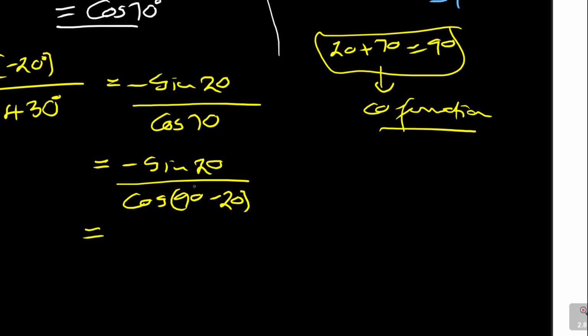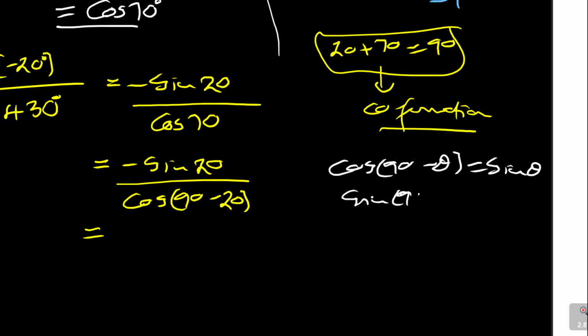But don't forget, this is a cofunction. Remember, on the cofunction, cos of 90 minus theta is sine theta. Cos becomes sine, and the opposite is true. Sine of 90 minus theta becomes cos theta. You see that?